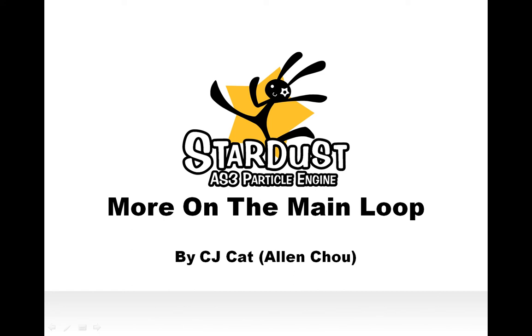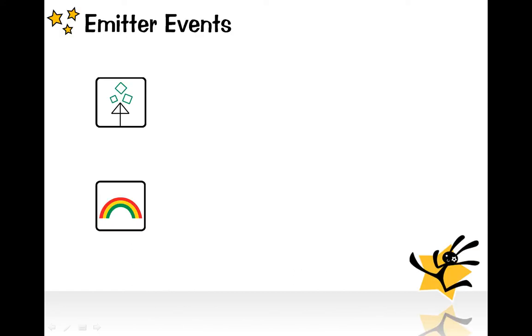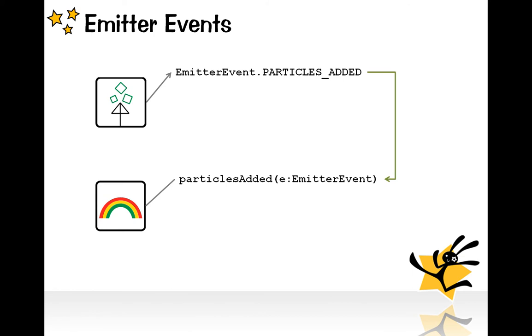Now I'm going to cover more on the main loop. At the beginning of each main loop call, the emitter creates some new particles, and this emitter event, particles added, is dispatched, which will trigger its renderer's particles added method. And in the case of a display object renderer, it adds the newly created particles' corresponding display objects to the renderer's target container's display list.